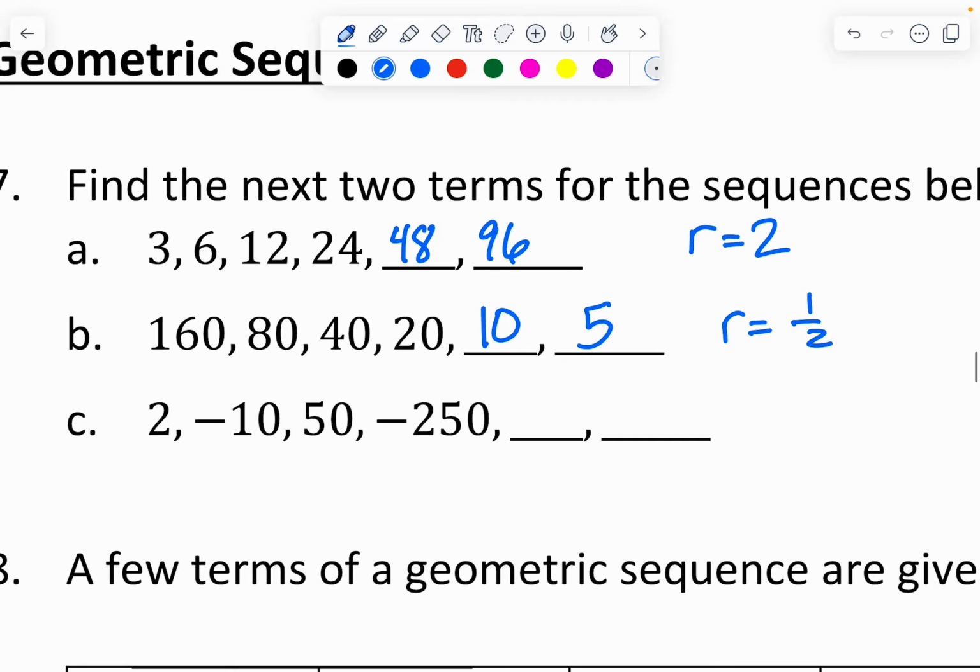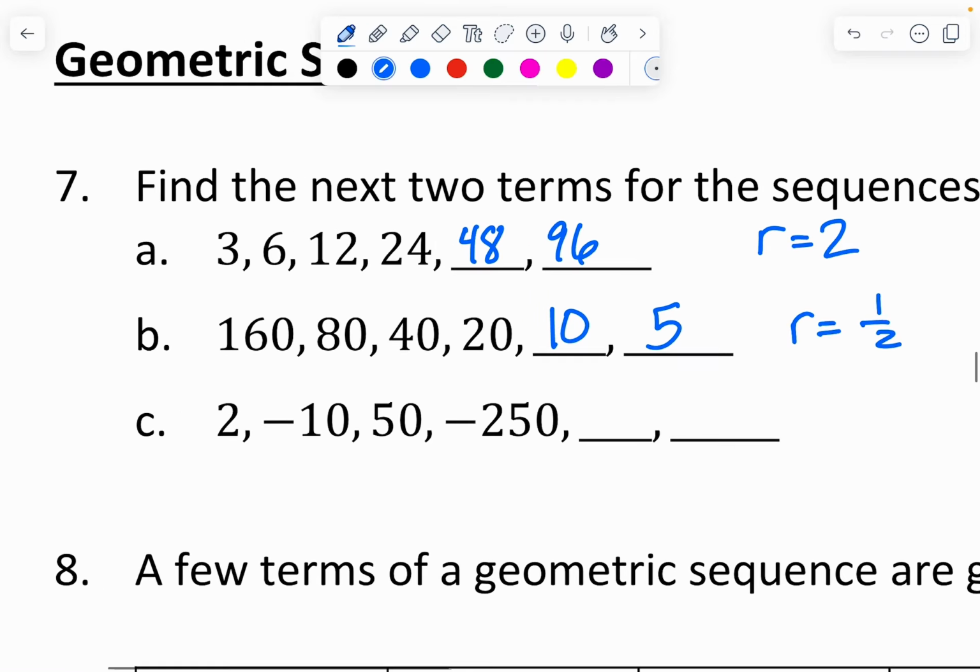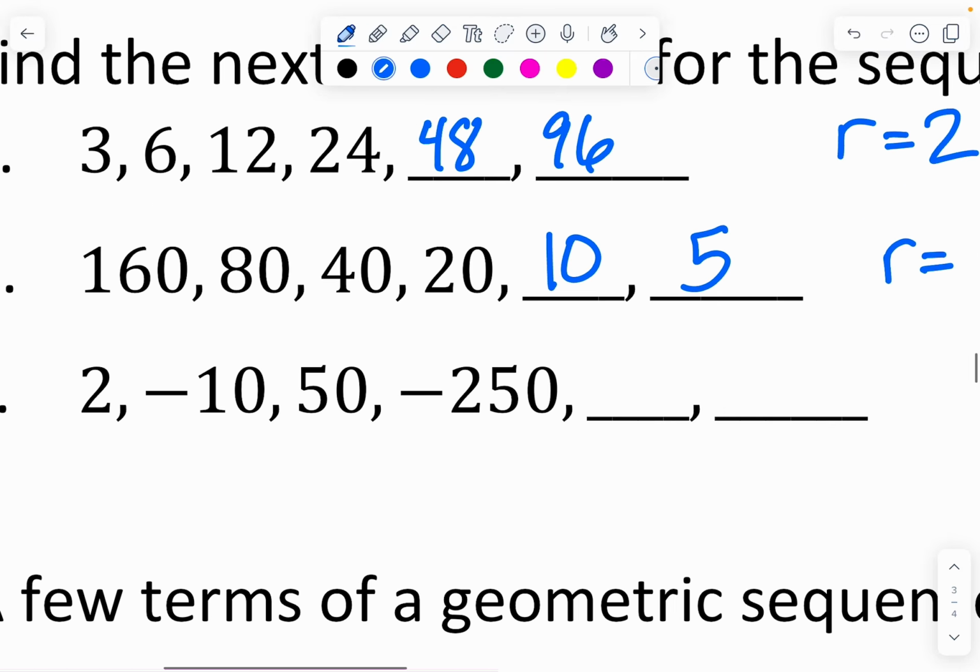Okay, and then this next one, I'm going from positive to negative, positive, negative, positive, negative. So notice, if I multiply 2 times negative 5, I get negative 10. If I multiply that by another negative 5, I now have a positive 50, and then a negative 250, and so forth. So I'm going to multiply by negative 5, so I'm now at a positive 1250. Multiply that by a negative 5, and it's negative 6250.